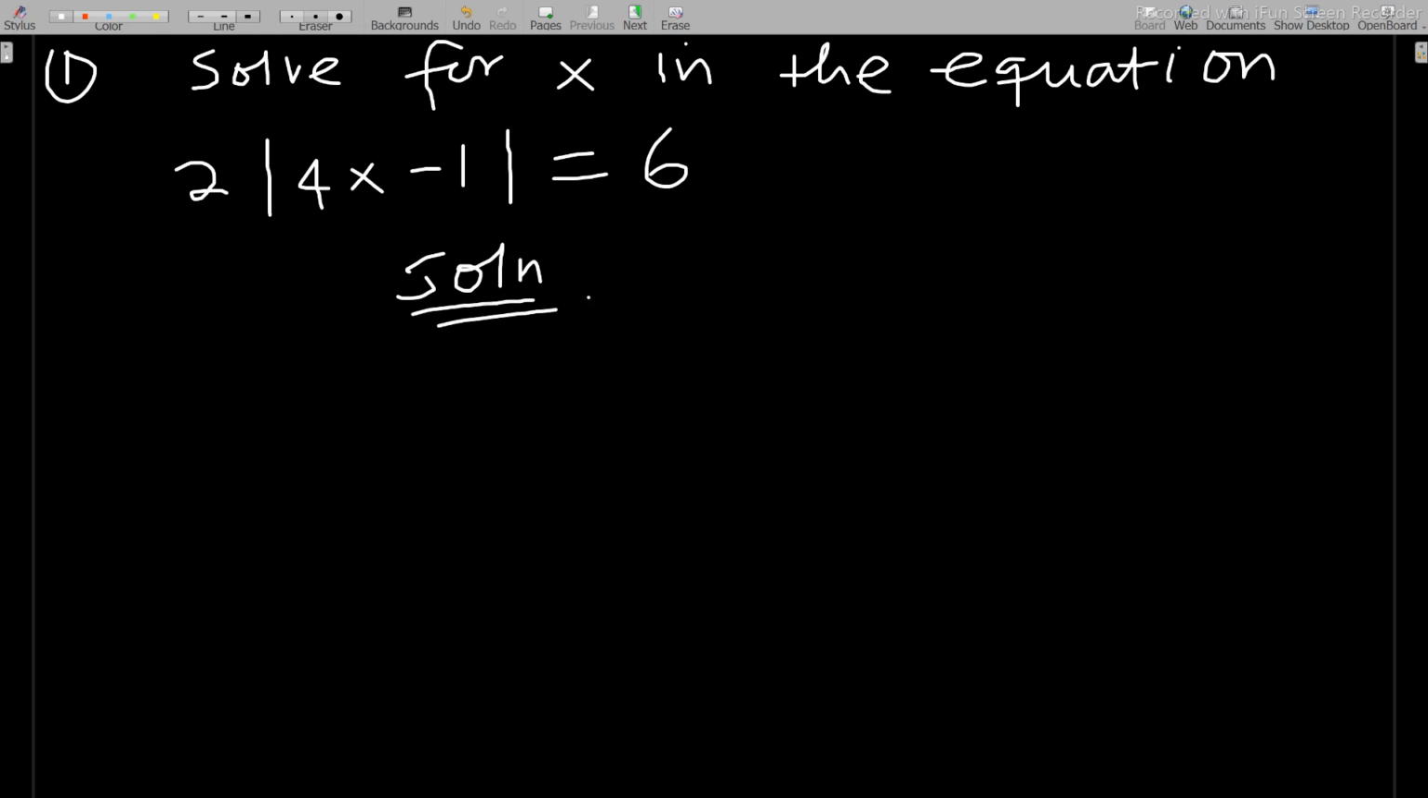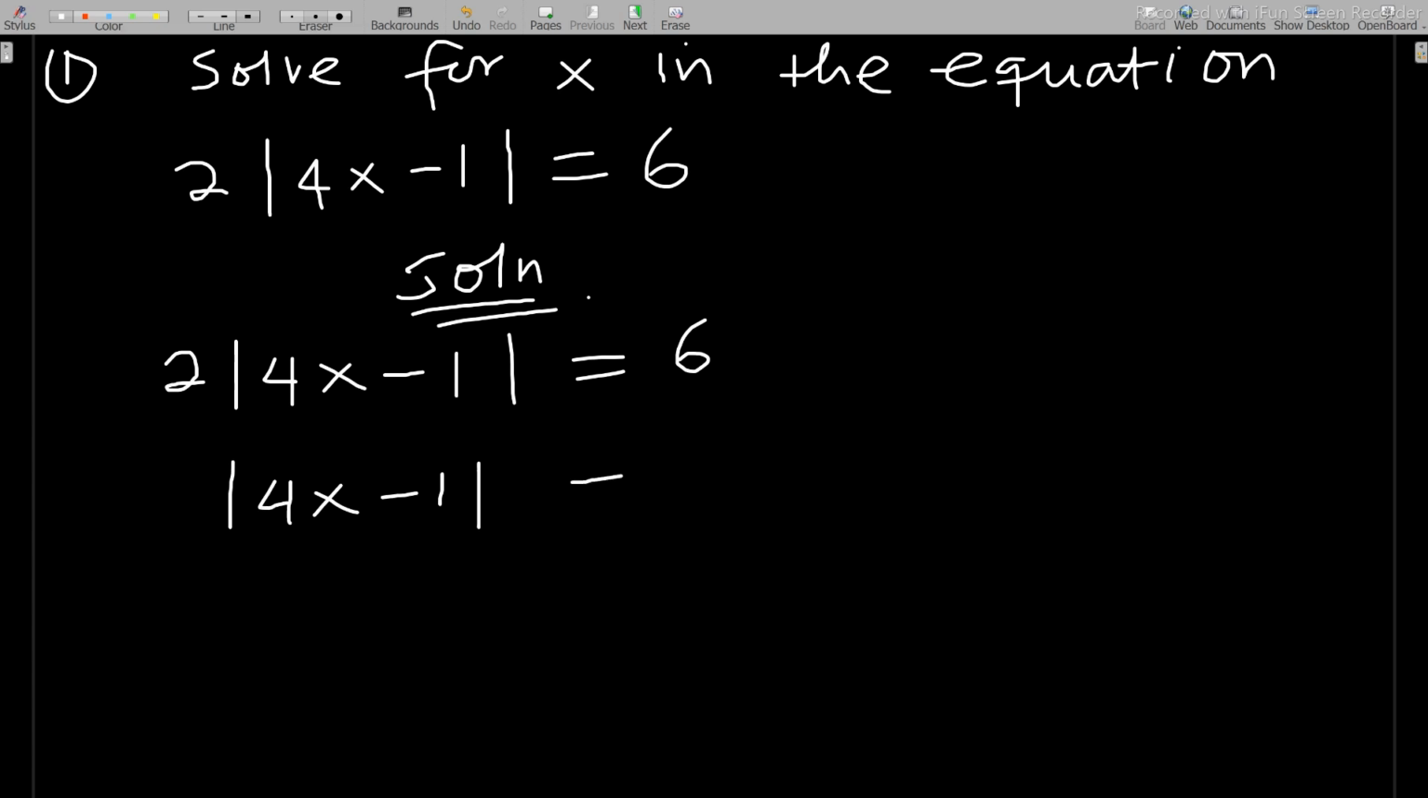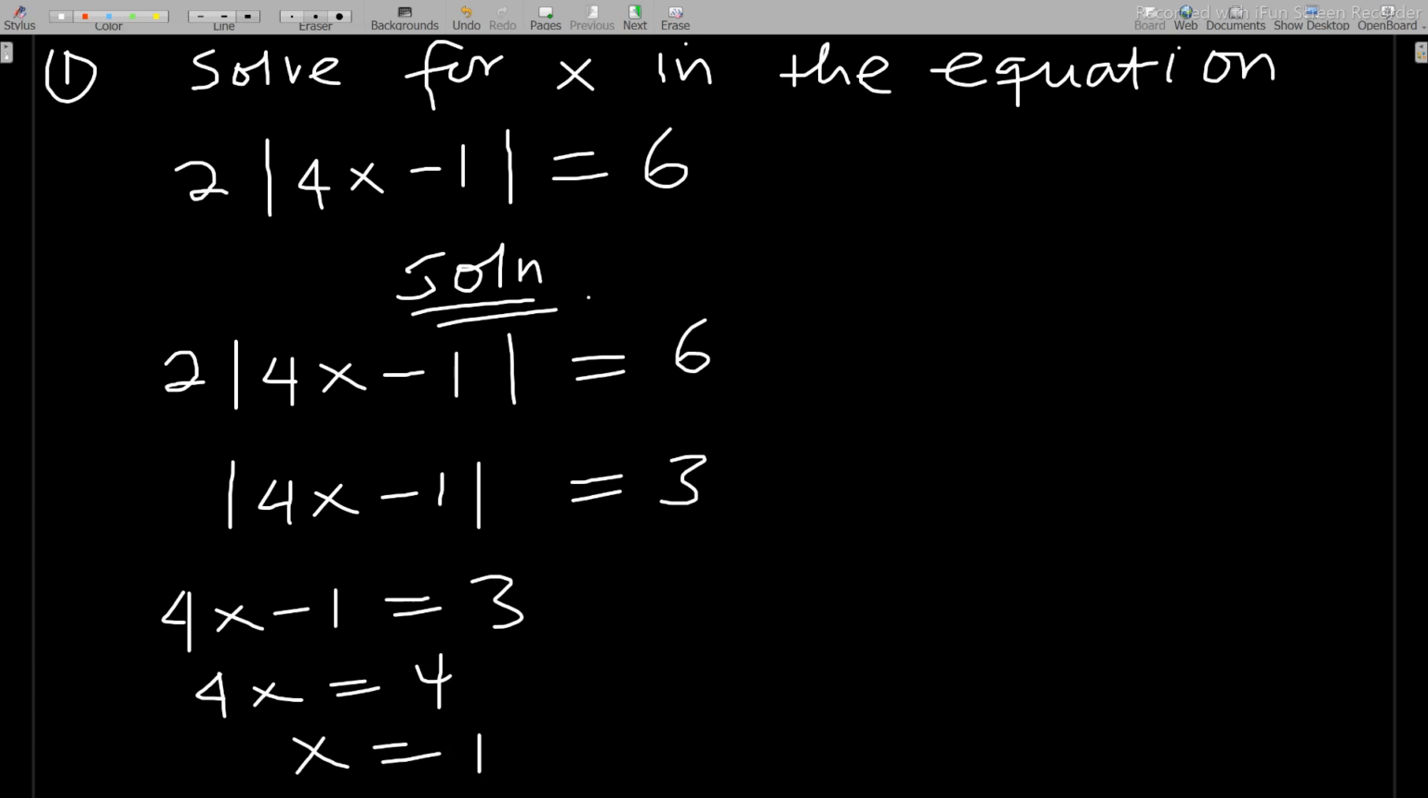what you do is you first isolate. So to isolate this, I have 2 times the absolute value of this equals 6. To isolate this, I have to divide through by 2. So I have the absolute value of 4x minus 1 is equal to 3. Now with this, a positive value is equal to a positive value. So what you can do is, first of all, you move the absolute sign, you solve it linearly like this. Therefore 4x equals 3 plus 1, that is 4, means x will be equal to 1.